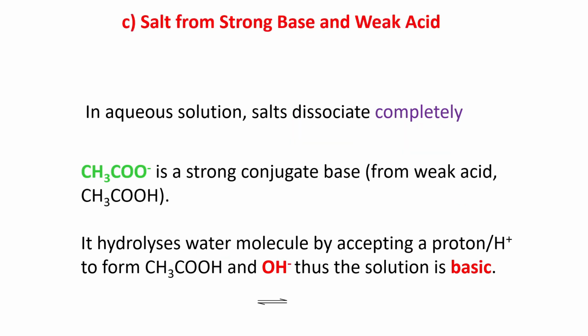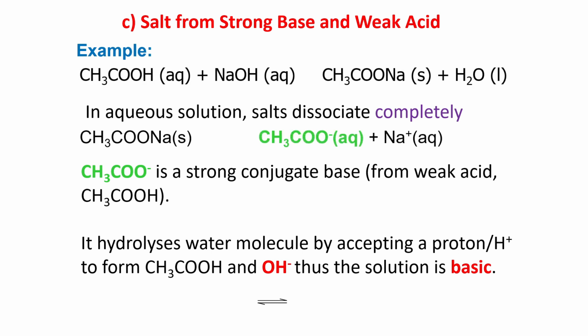Next, salt daripada strong base dan juga weak acid. So strong base, okay, example of our strong base is NaOH dan juga weak acid, acetic acid. Bila dia combine, dia akan produce CH3COONa, sodium acetate and water. In aqueous solution, salts dissociate completely. Okay, garam dia akan mengurai dengan lengkap. Jadi bila dia mengurai dengan lengkap, dia akan menghasilkan acetate ion dan juga sodium ion.